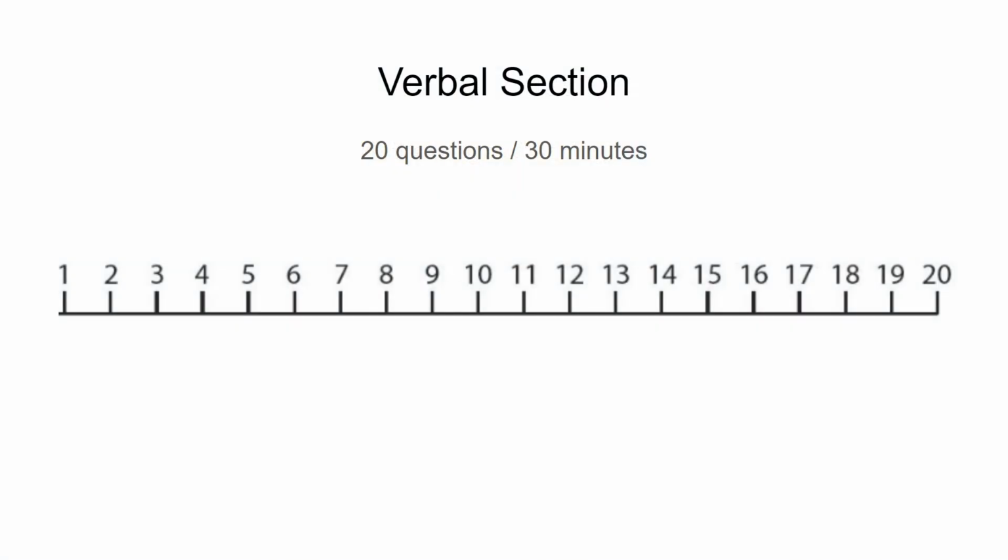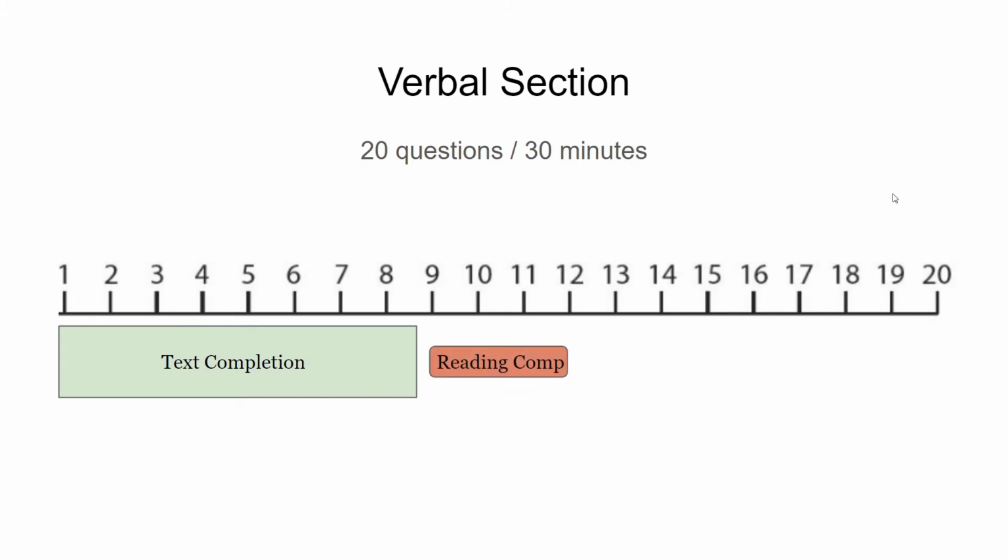The reason for that is because on the GRE, within a section of 20 questions, you are free to skip forward and backward as much as you want. And when you start this set of 20 questions, you're probably going to get 7 or 8 text completion questions, and then you'll probably hit this long reading comp section in the middle.